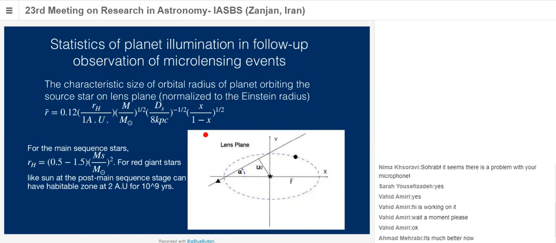So in what follows, I'm doing a statistical simulation analysis to see what the chance is of detecting this kind of signal. This is the characteristic size of the orbital radius of the planet. If we project it on the lens plane and normalize to the Einstein radius, this is the size of the orbital radius of the planet orbiting around the parent star. And if for the orbital radius we use the habitable zone for the source stars, which goes with the square root of the mass of the source star, then we can see what the chance is of detecting a planet in the habitable zone having an advanced civilization.